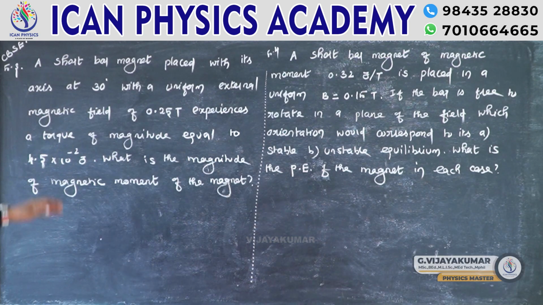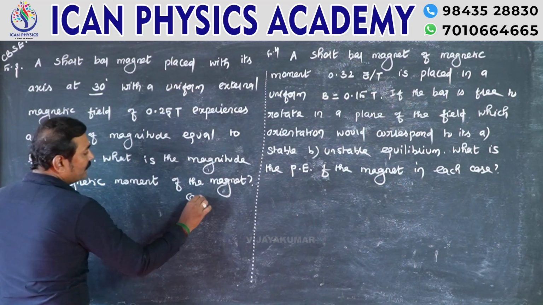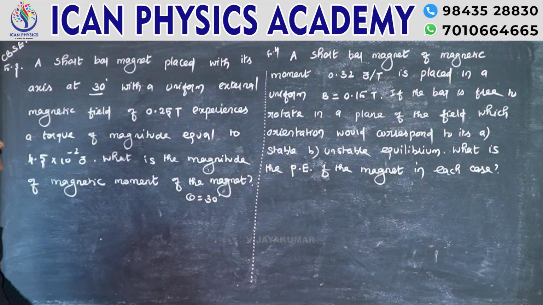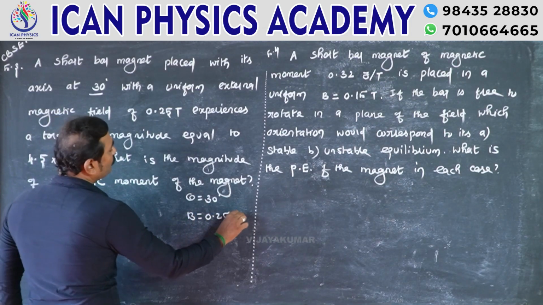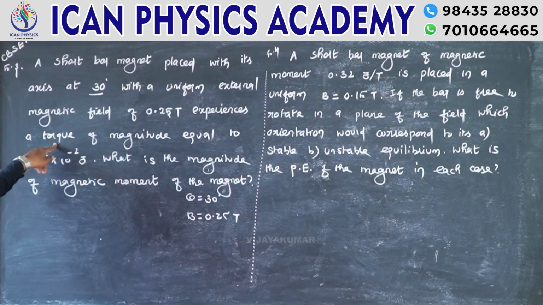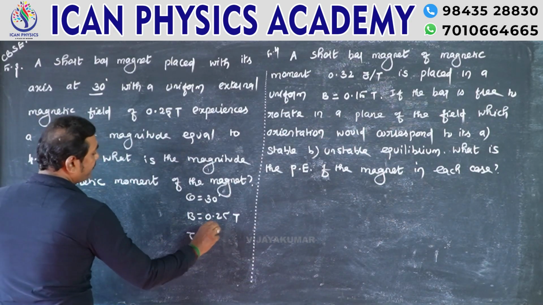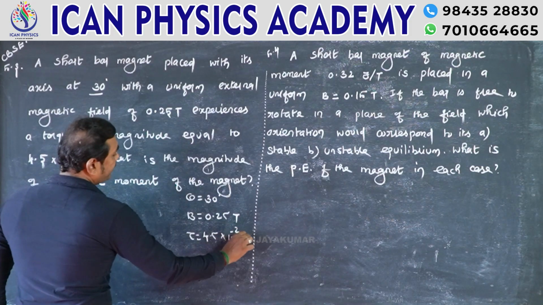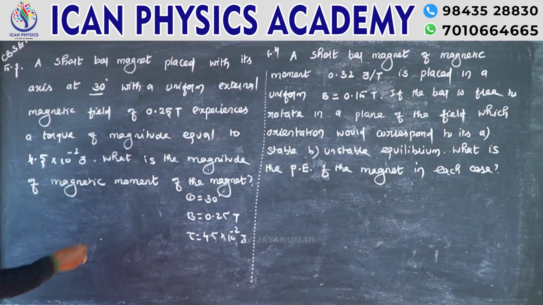Next, 5.3. A short bar magnet placed with its axis at 30 degrees, so theta equal to 30 degrees, with a uniform external magnetic field, okay, so magnetic field 0.25 Tesla, experiences a torque tau equal to 4.5 into 10 to the power minus 2 joule. What is the magnitude of magnetic moment of the magnet?